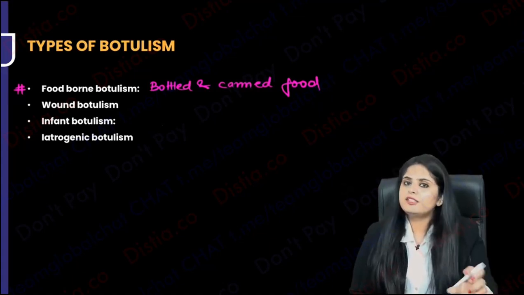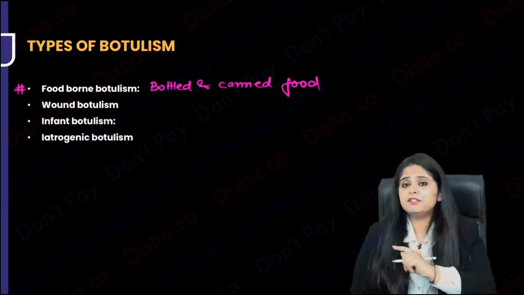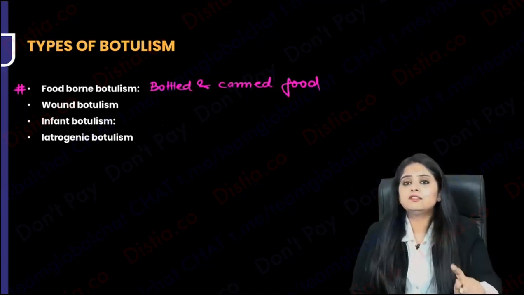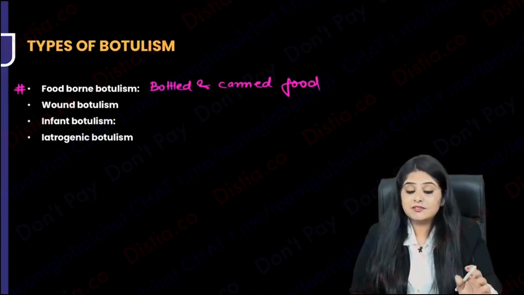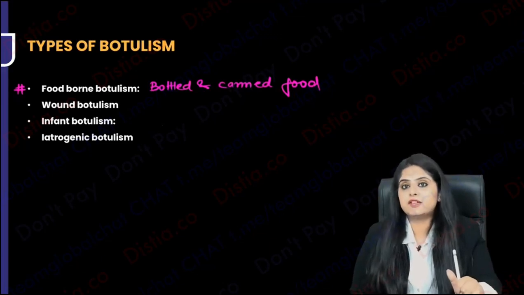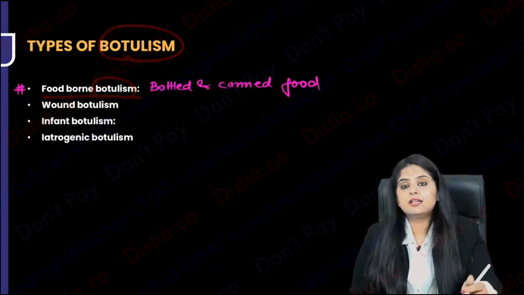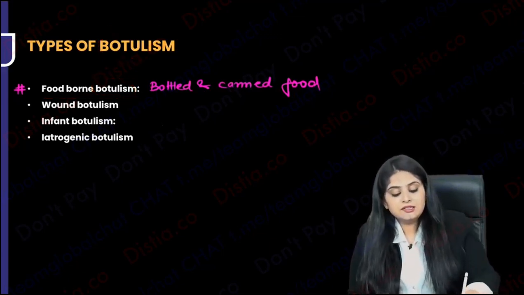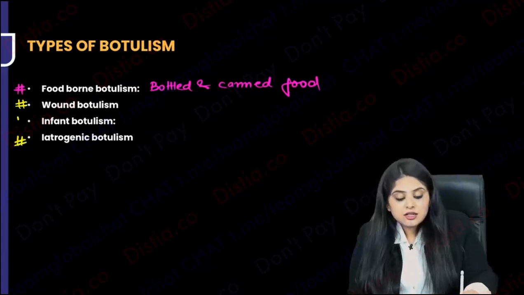So canned food expiry we always check, but sometimes if you open the canned food and if it is smelling and it has bubbles on its surface, even if it is within its date of expiry, it's not expired, but if you see bubbles after opening it, never consume it, because that is a very high indication of botulinum infection. So food-borne botulism means it will happen from bottled and canned food. Similarly, this can occur via wounds, this can occur via surgeries, and this can occur in infants.